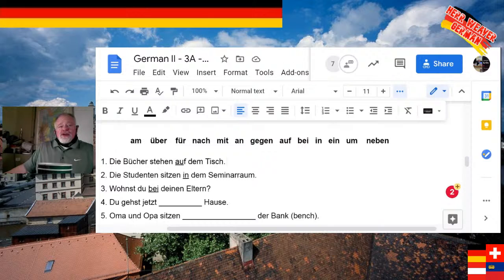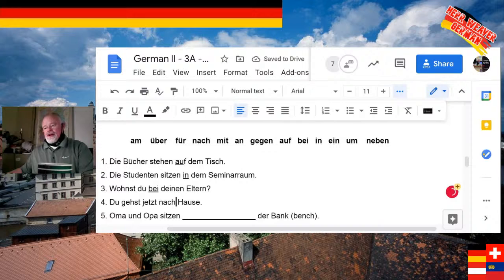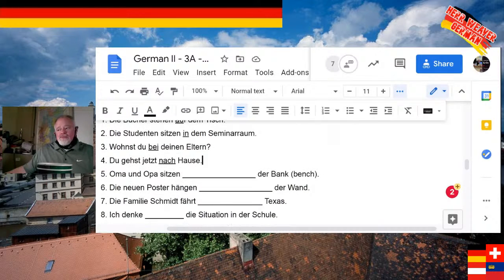Now this is a phrase, du gehst jetzt blank Hause. You're going somewhere. Nach Hause. Right, nach Hause always implies you're heading towards home or your house. Okay, now a Bank, there are two meanings of the word Bank. Bank can be a bank, where we put our money, but also a bench, like in a park. But think about it, when you sit on a bench, is it like a table? Is it horizontal or vertical? Where's your butt going? It goes on it. So, auf.